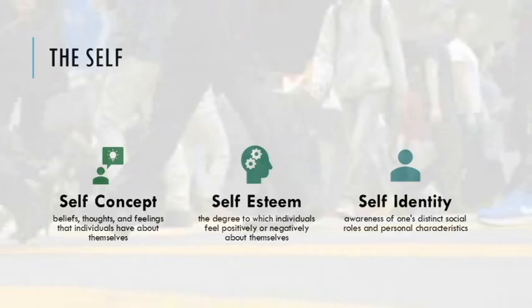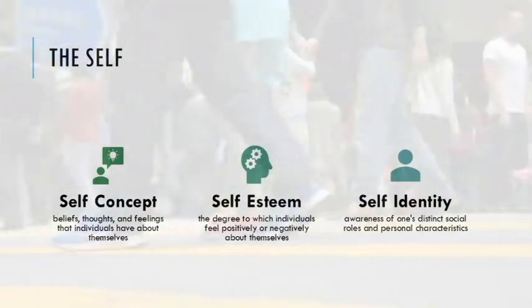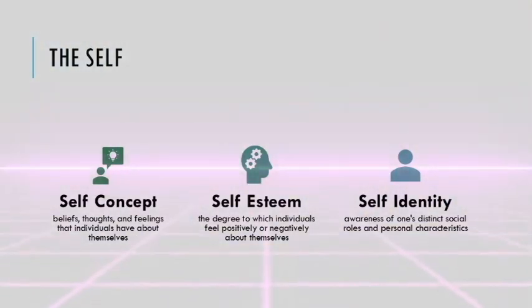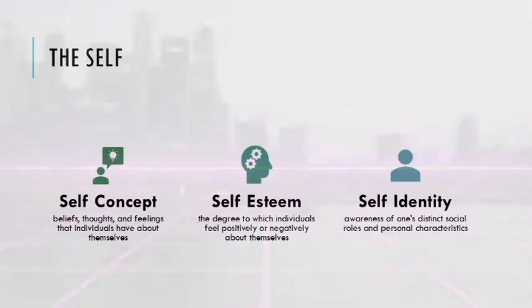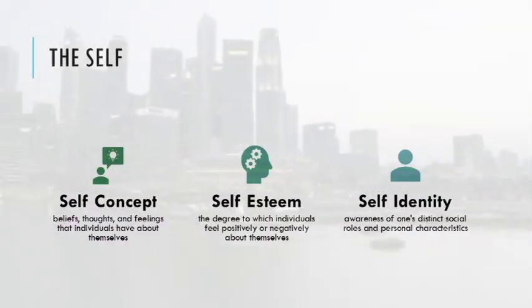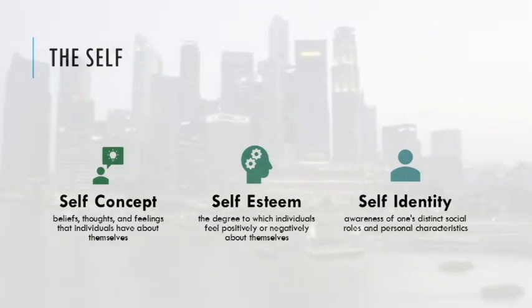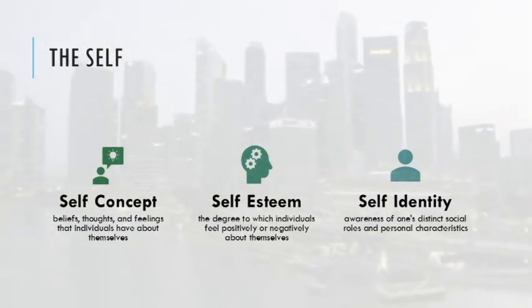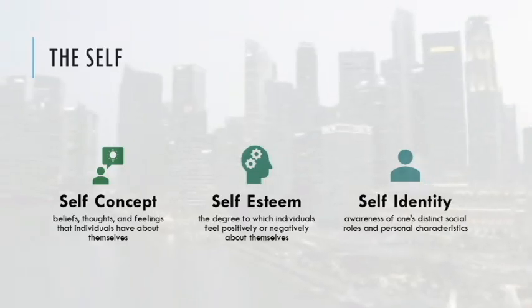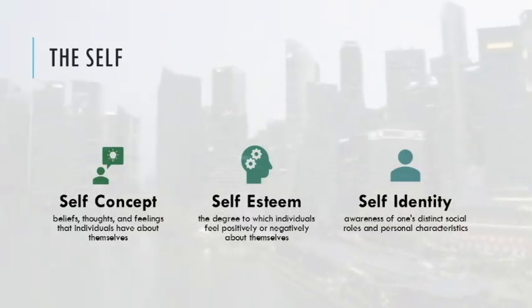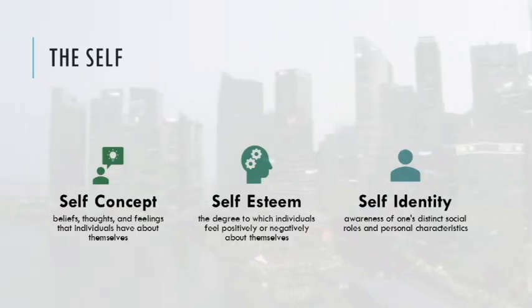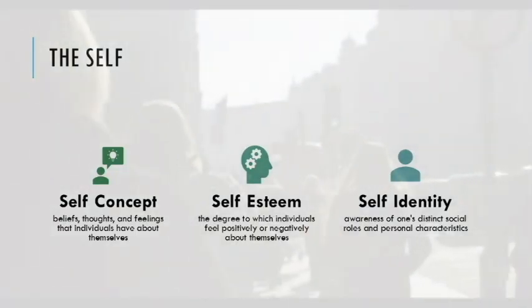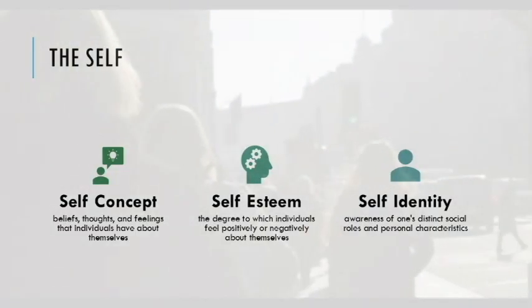Okay, so we have that. Now let's take a look at, in general, what we're talking about when we talk about the self in social psychology. Because that really refers to a person's sense of how that person perceives and understands and defines themselves in relation to the world around them.